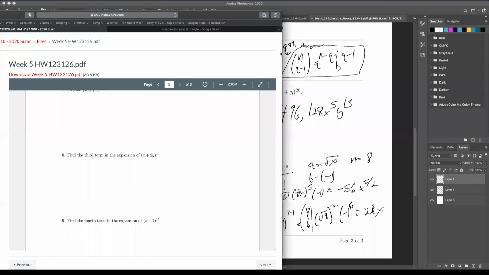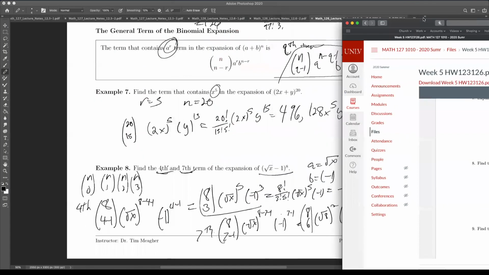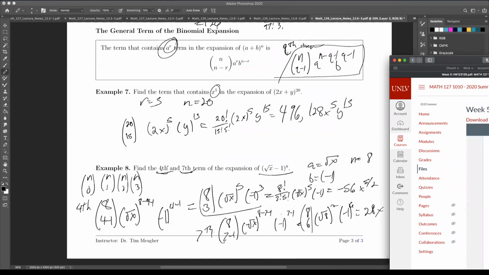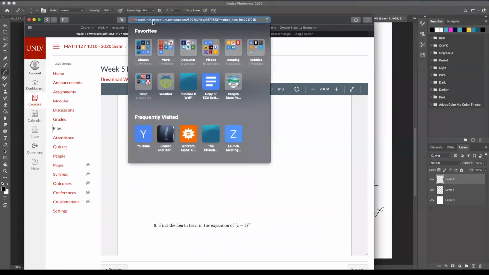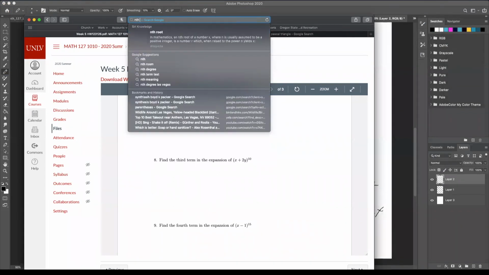Did I do something horribly wrong? Shouldn't it be plus 1? You might be right. Hold on. Let me see if I can't find the formula officially.